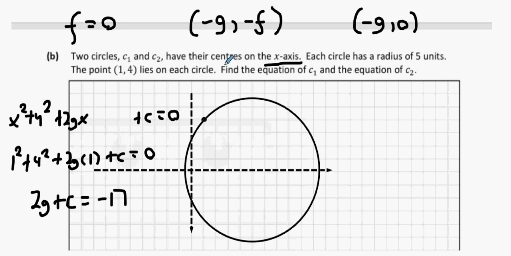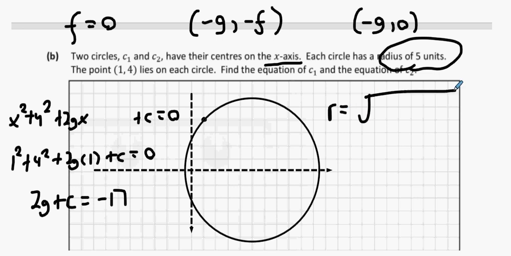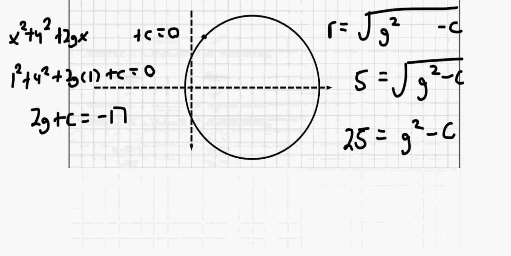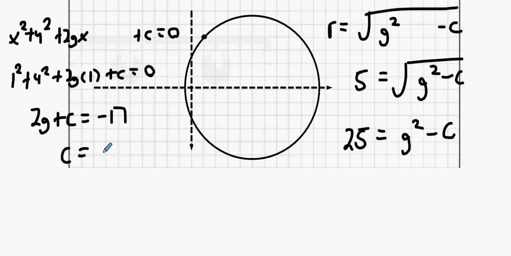What other piece of information have we not used yet? Radius of 5. How do you use that, lads? What's the radius formula? g squared plus... but what's the deal with the f squared? Cancel it, it doesn't exist, because f is 0. What's the radius? Square both sides. Now, I think a bit of substitution would work nicely here, wouldn't it? If I get c on its own, does everybody see me getting c on its own? What can I do with this equation then?